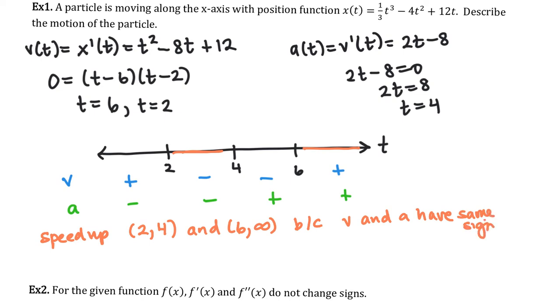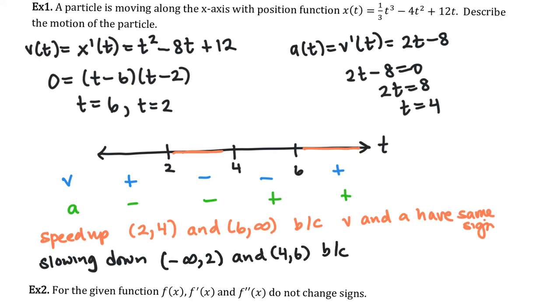Okay, and then when is this slowing down? It's slowing down when velocity and acceleration have opposite signs. So from negative infinity to 2, and from 4 to 6. Okay, reason: velocity and acceleration have opposite signs.